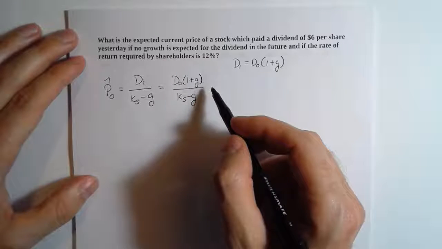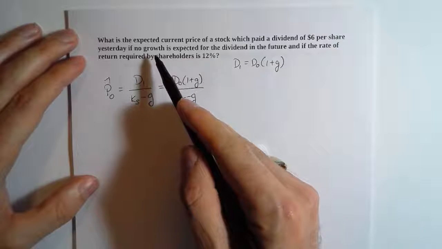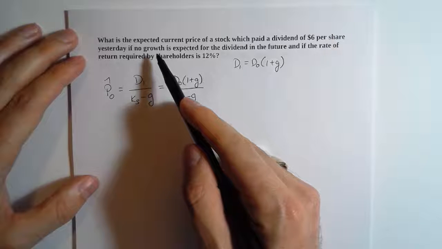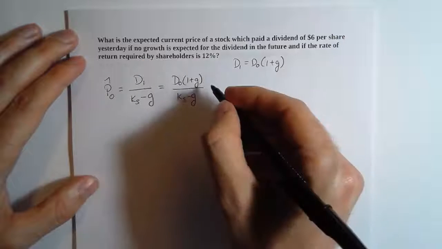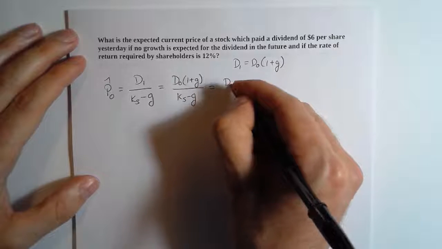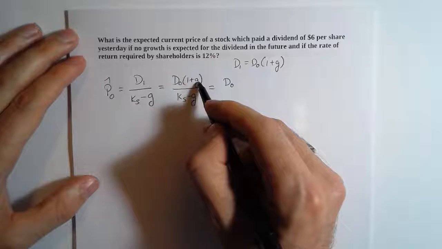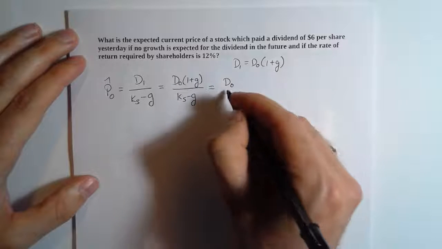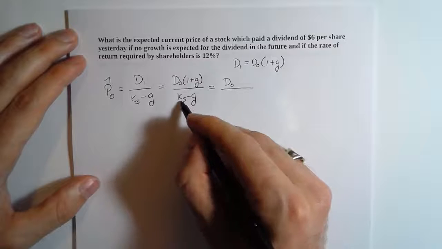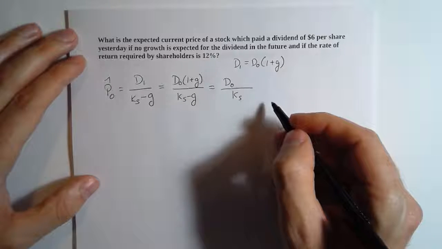Well, as it turns out, the constant growth formula actually works with no growth because no growth is a constant rate of growth of 0. So if I plug in a growth rate of 0 into my formula, I get D0 in the numerator because I would have 1 plus 0, which is 1, and 1 times D0 is D0. And then I have KS minus 0, which is just going to be KS in the denominator.